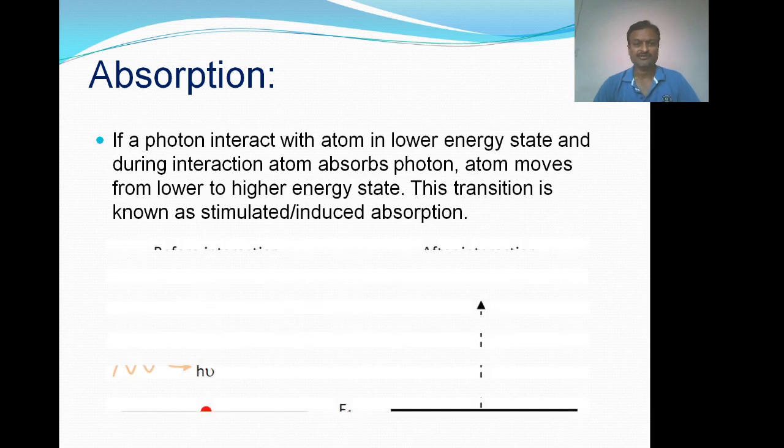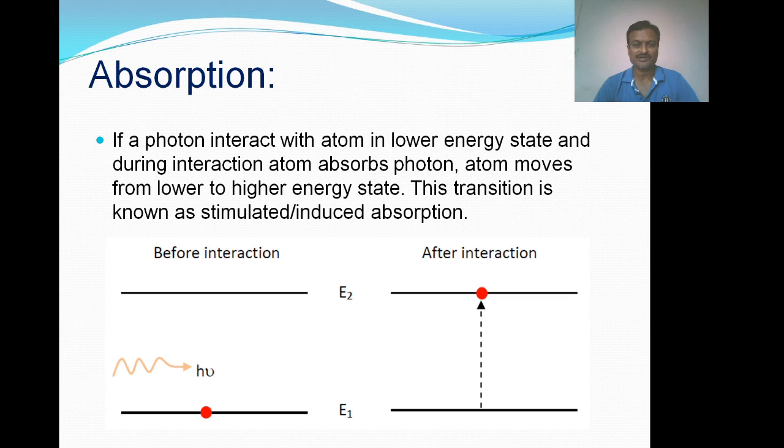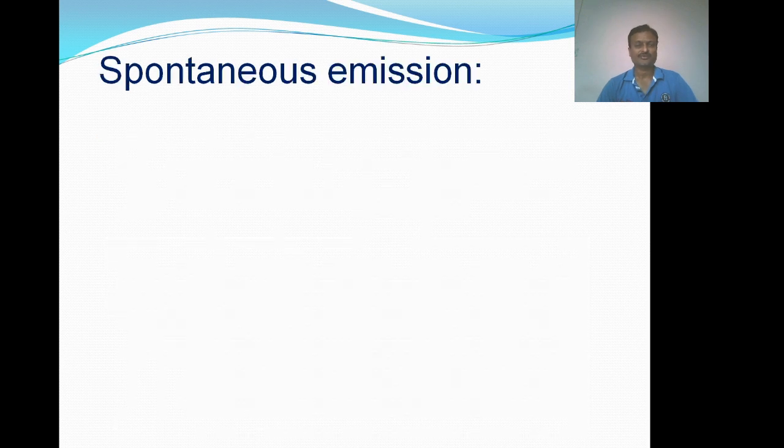To understand this, let's consider an atom having two energy levels, say E1 and E2. E1 is the lower energy state, E2 is the higher energy state. If a photon of energy h nu interacts with the atom which is in lower energy state E1, then during that interaction the atom absorbs the photon, and due to the absorption of that photon, the atom moves from energy state E1 to energy state E2. Such a transition is known as stimulated or induced absorption.